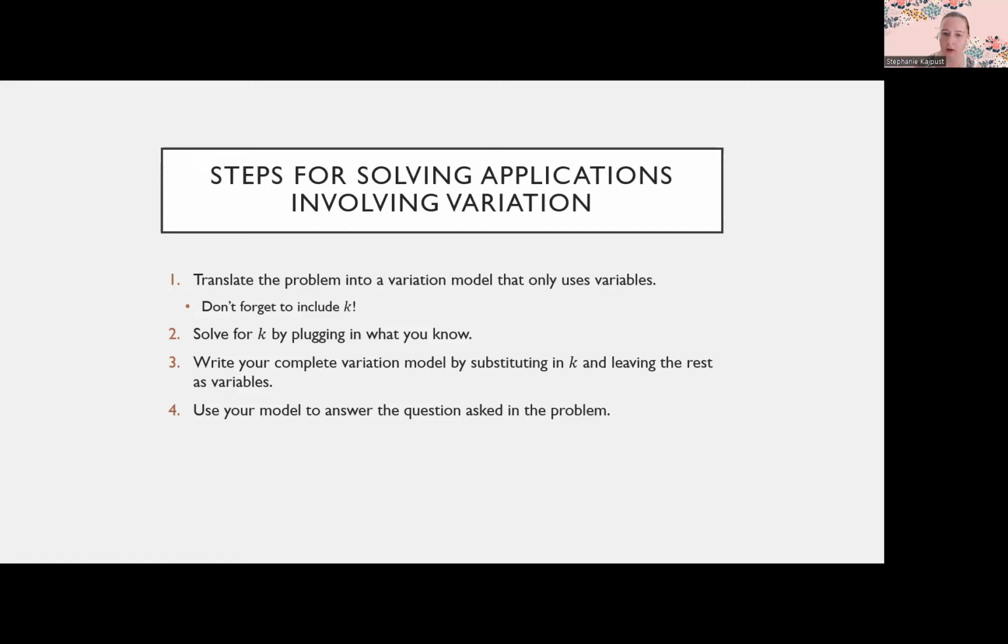So there's 4 basic steps for variation, and you may be asked to do any one of these 4. So if you're asked to give the variation model and they're giving you numbers, you have to go through steps 1 through 3. If they don't give you any numbers in the problem, you only need to do step 1. If they're giving you an actual question to answer, you have to go through all 4 steps. So you have to kind of go in this process, but where you stop depends on what the question is actually asking for.